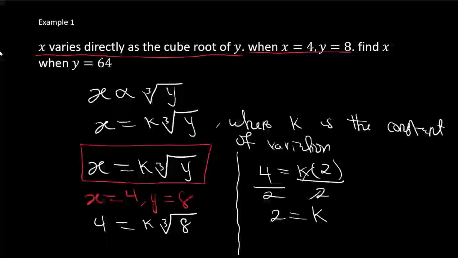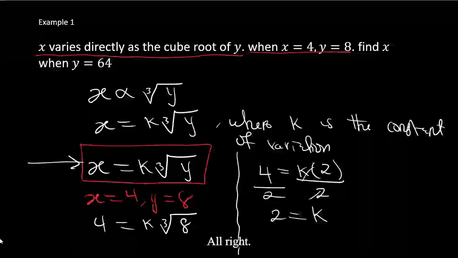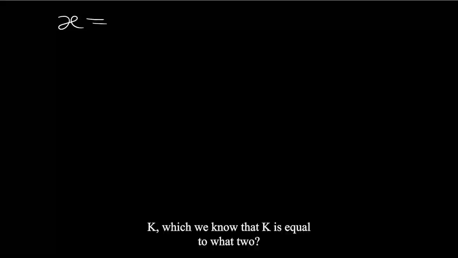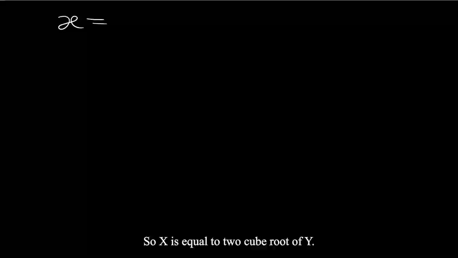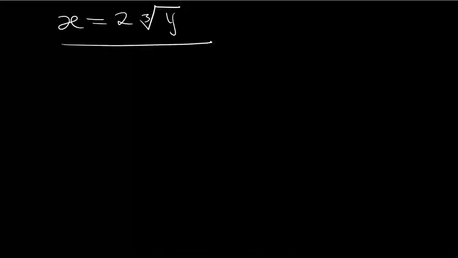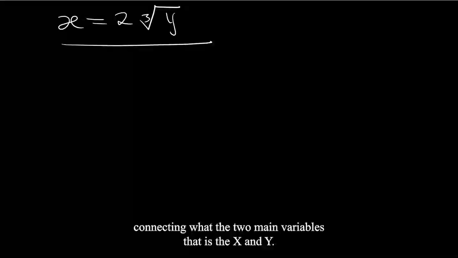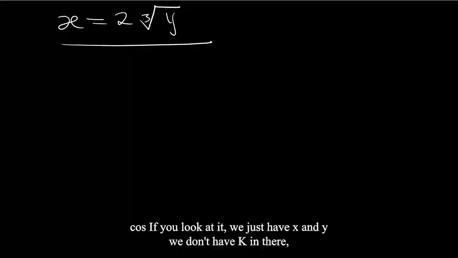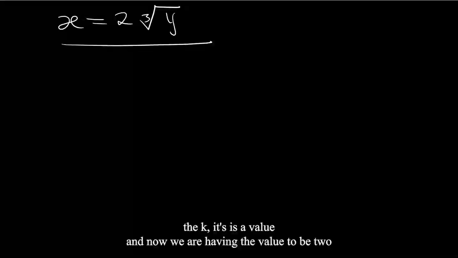After getting this value for K, you have to substitute the value for K into this particular equation. All right. So therefore, we are going to have X to be equal to K, which we know that K is equal to what? 2. So X is equal to 2 cube root of Y. And this particular equation that we are having here is the equation connecting what? The two main variables, that is the X and Y. Because if you look at it, we just have X and Y. We don't have K in there. The K is a value, and now we're having a value to be 2.